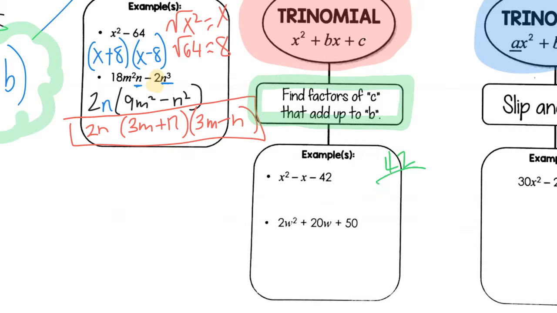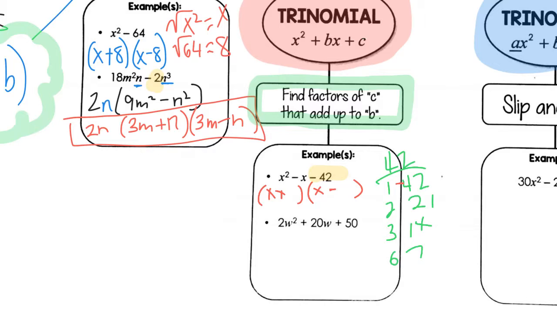So if we have 42, I'm looking through and I have 1 and 42, 2 and 21, 3 and 14, and 6 and 7. Well, I know I'm going to have two binomials, and I know that x times x gives me x squared. Now, because c is negative, I mean that final term here is a -42, that means that my symbols are going to be one positive sign and one negative sign. So that means I'm going to have subtraction, and I need to find a -1.